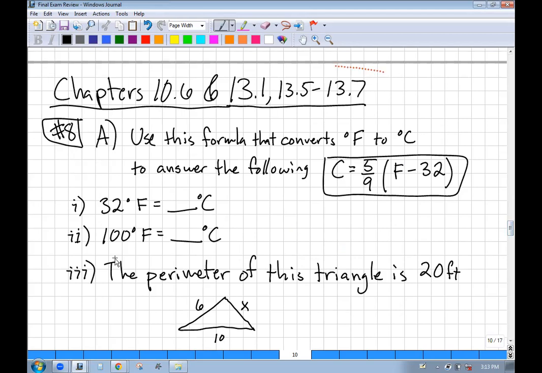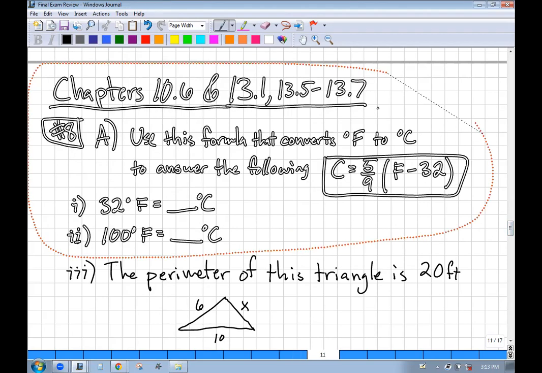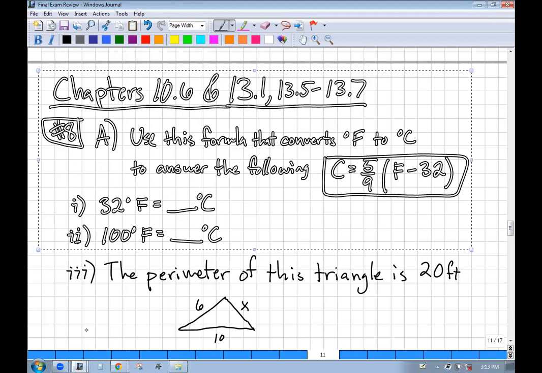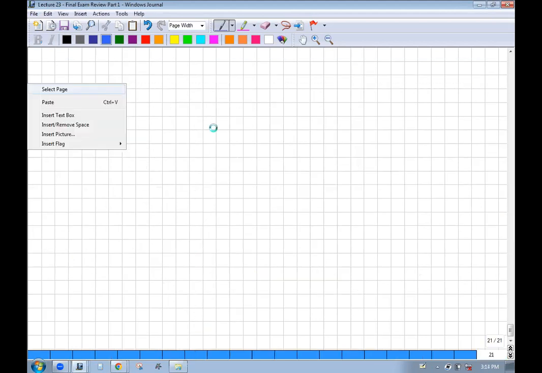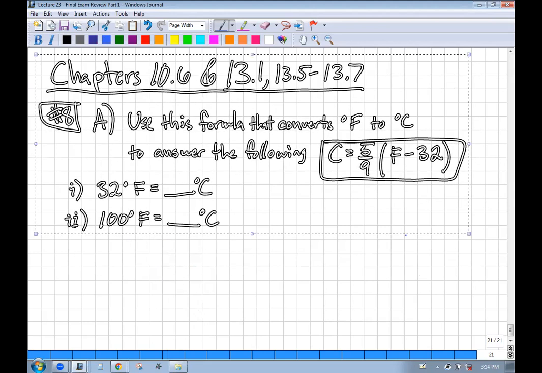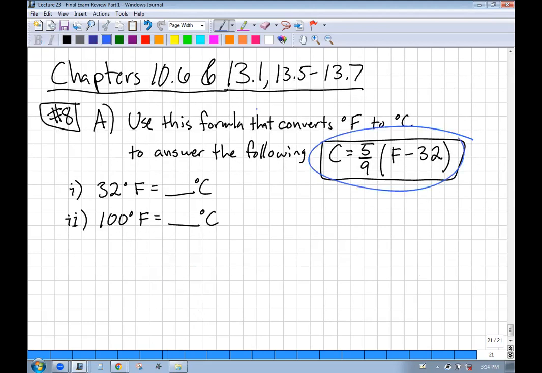I don't know if we did these or not. We should have. You need to be able to convert, right, between your different kinds of temperatures. So we have this formula here that tells us what a temperature in Celsius is given a temperature in Fahrenheit. So this is easy. All we have to do is plug this in, all right?